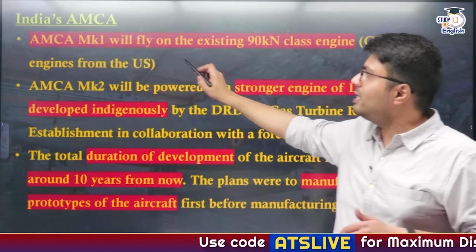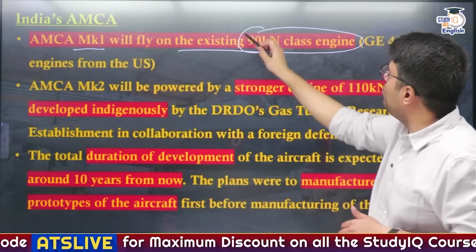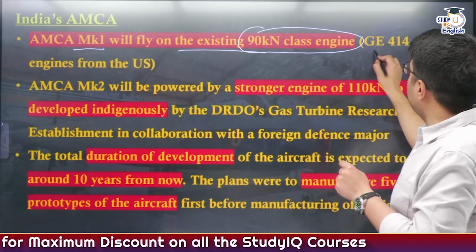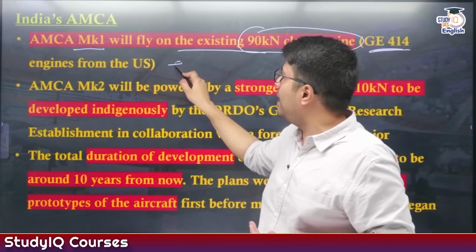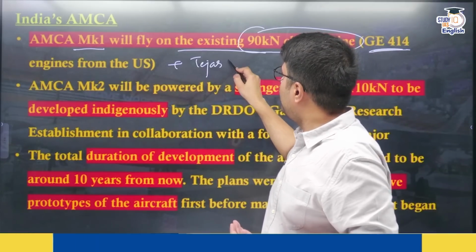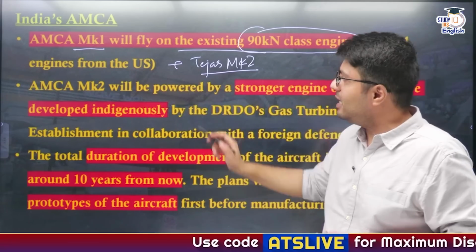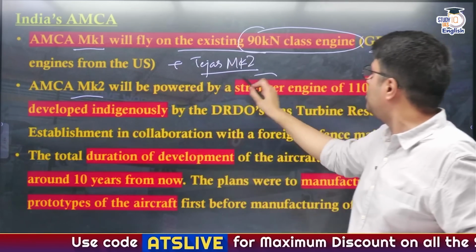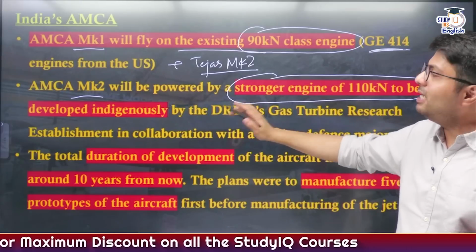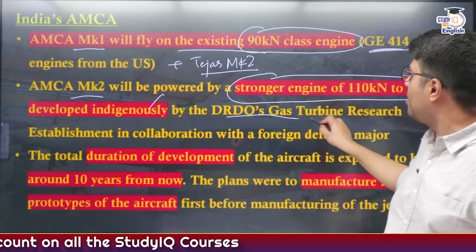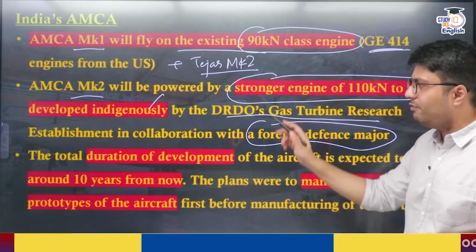Now it is expected that AMCA will come in two versions. The earlier version, known as AMCA Mark 1, will fly on the existing 20 kilonewton class engine, currently using the General Electric 414 engine, which will also be used by the Tejas Mark 2 aircraft, right? And the subsequent or newer iteration of AMCA, that is AMCA Mark 2, will be powered by a stronger engine of 110 kilonewtons, and this will be developed indigenously by the DRDO Gas Turbine Research Establishment with the collaboration of maybe a foreign defense partner.